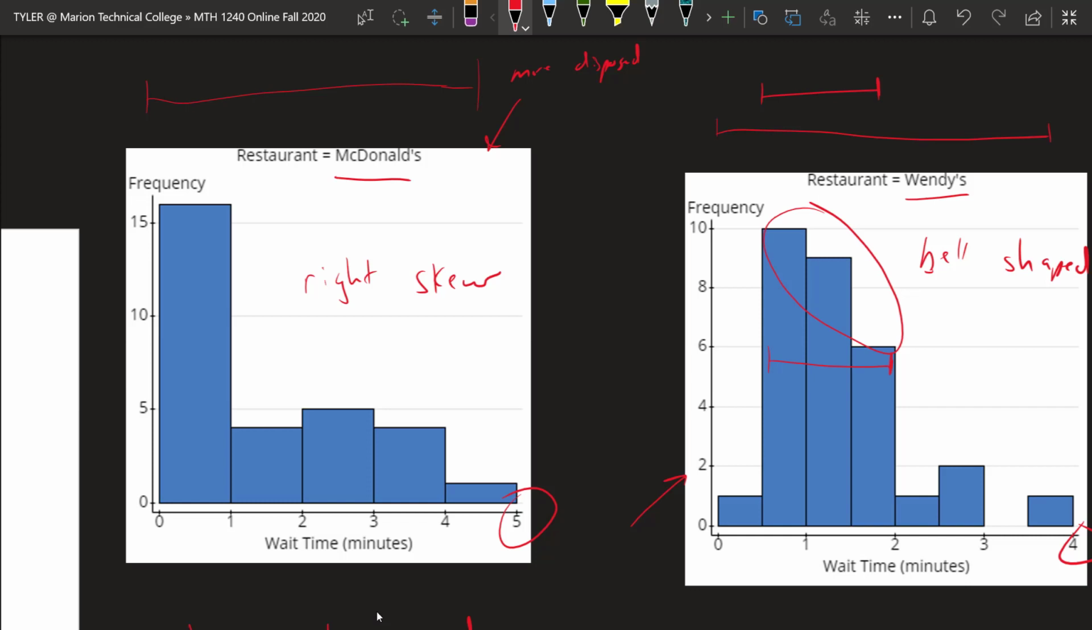So like all these bars have a fairly high frequency, right? And there's a lot more spread horizontally, right? So this seems to vary a lot more. You might wait 5 minutes, or you might wait 0 minutes, right? Where in Wendy's you're waiting right around 2 minutes, like 1.5, 2 minutes, pretty consistently, right?